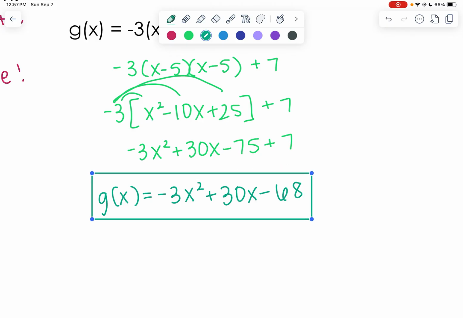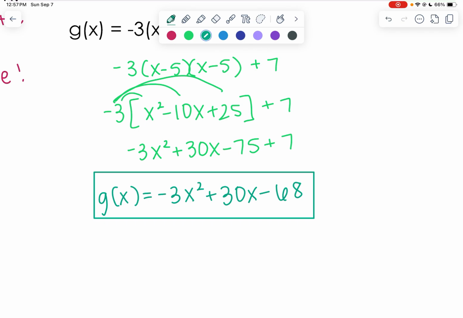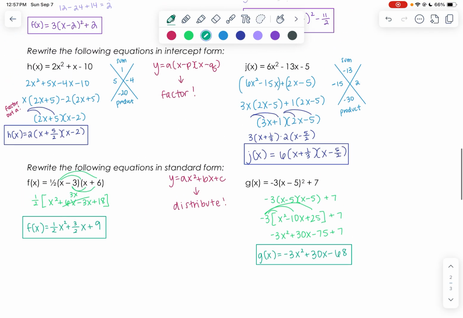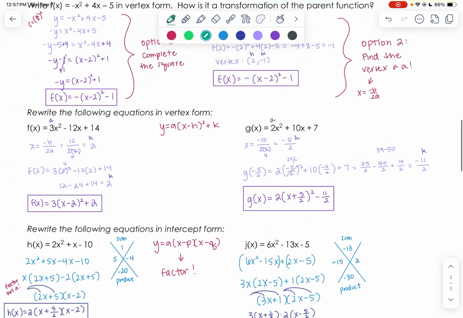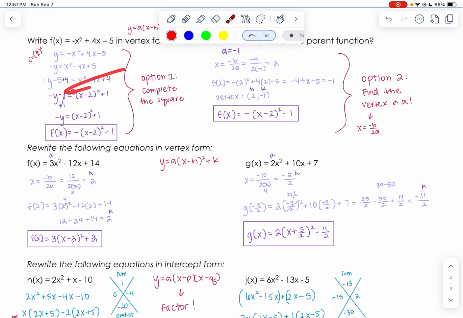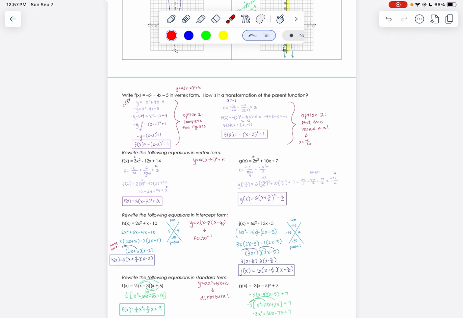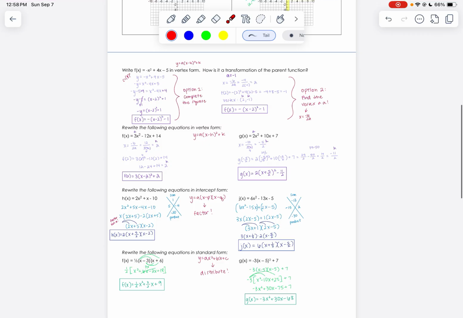So to go from intercept form or vertex form, you distribute. But if you go to intercept form, you can factor. And you could still factor with completing the square to vertex form, but you can also just do that option too. Okay? And that's how you go back and forth between the forms.